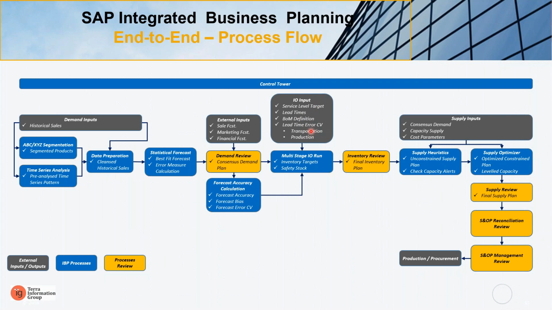Based on that, this particular algorithm tries to recommend a number of outputs. The very important output is the recommended safety stock level and target stock level. This is the main output.